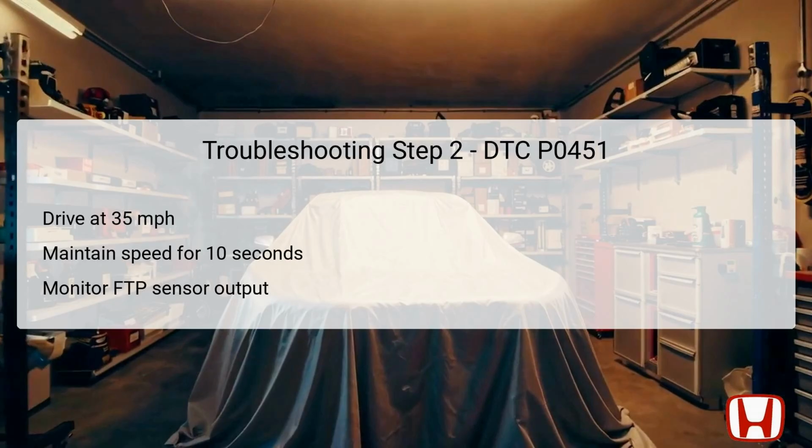Following the initial step, the second troubleshooting procedure involves driving the vehicle at a steady speed of 35 miles per hour for at least 10 seconds. This is a vital action that allows the FTP sensor to produce stable output signals while under the physiological load of cruising speed. During this period, staying consistent with the speed is essential for the PCM to adequately monitor the sensor's output and ensure that it aligns with the environmental conditions.